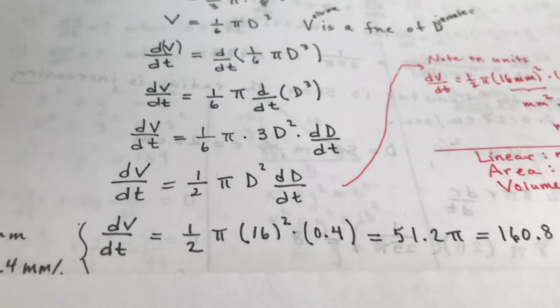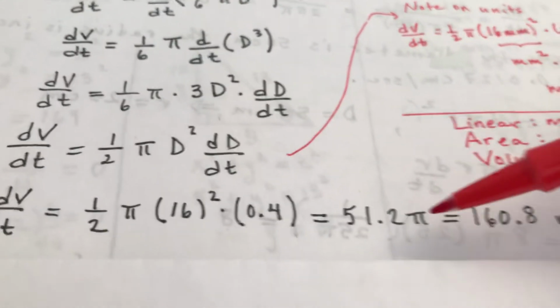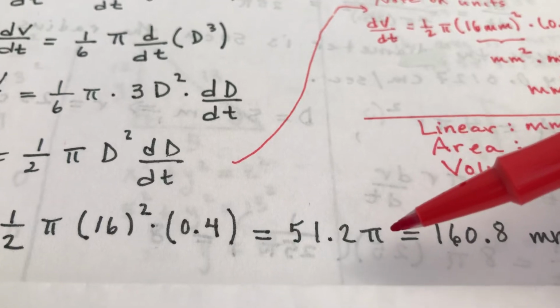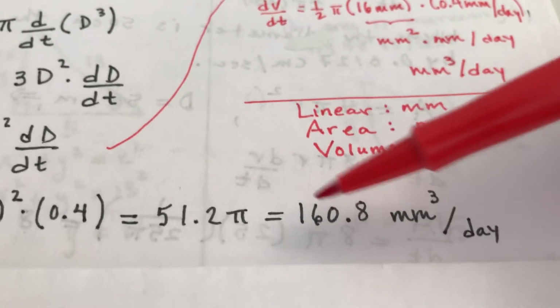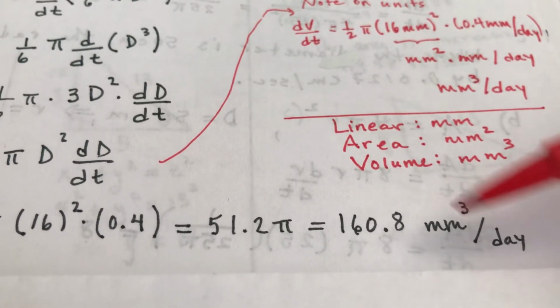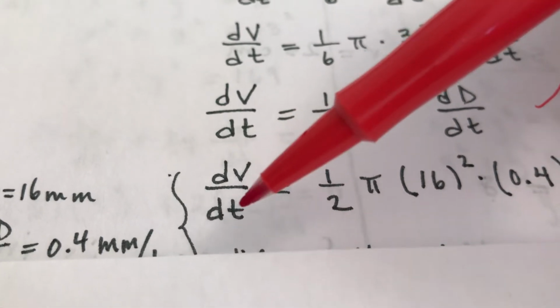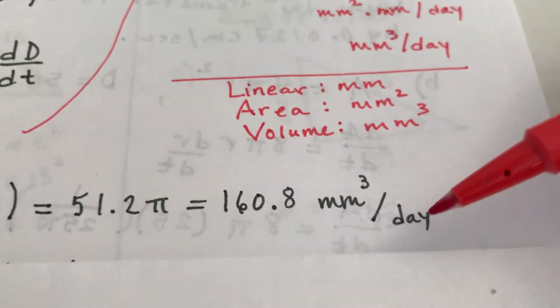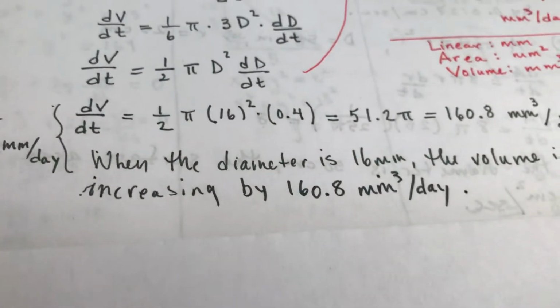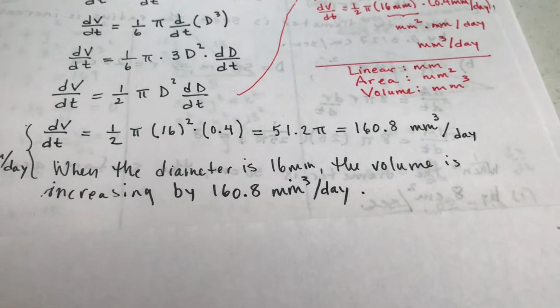I get 1/2 times pi times 16 squared times 0.4. I multiply that, leaving pi, since I'm not sure if WebAssign is going to ask you for it in terms of pi. If I plug in pi, I get about 160.8. Now this unit has to match: dV, volume, is in cubic units and time is in days, so this is going to be cubic millimeters per day. I wrote, when the diameter is 16 millimeters, the volume is increasing by 160.8 cubic millimeters per day.